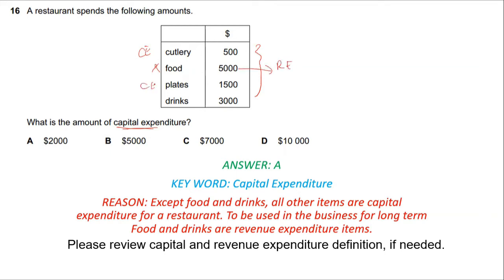Plates, yes, this is going to be capital expenditure because they are going to be used long-term for different customers. The same plates could be used to serve different customers in restaurants. Drinks, again, this is a revenue expenditure because that's just an item that goes with the food. You might be ordering drinks along with the food. So two capital expenditures, cutlery and plates, 1500 plus 500 equals $2,000 is our capital expenditure. Hence, option A is the correct answer for multiple choice 16.